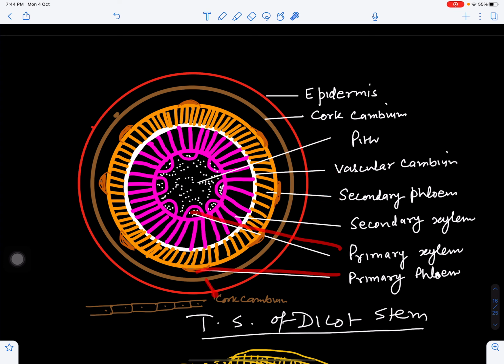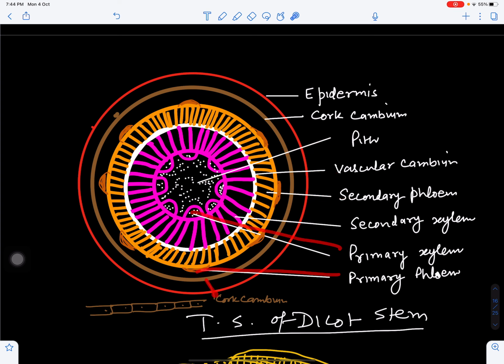Now if we compare both the structures, primary as well as secondary, we can see here. Now this is the primary structure: this is the epidermis, cortex, this is primary cortex, endodermis, sclerenchymatous pericycle, primary phloem, primary xylem, and this is the pith region, and this part is parenchymatous in nature. Now, if we want to study TS dicot stem primary structure in detail, we can again watch my video. Link is shared in the description box.